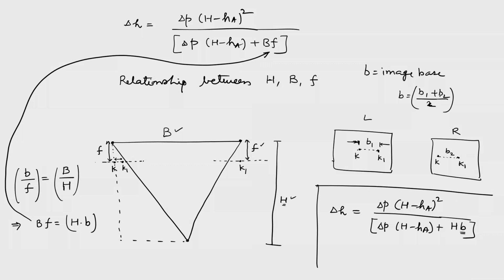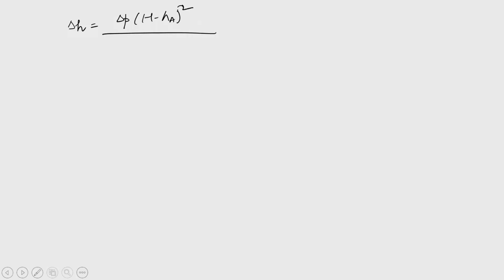So, in the real practical case, we find out B like this, and we call it the image base here. Here I am writing this way: delta h equals, finally what we got here, delta P into (H minus HA) squared, divided by delta P into (H minus HA), which we derived today, plus this term into B H.